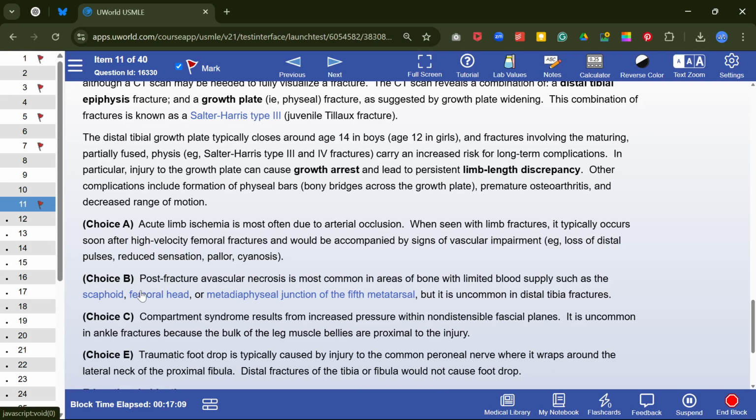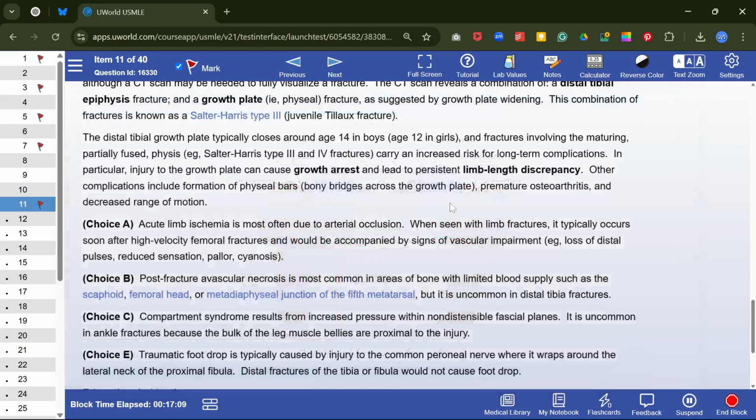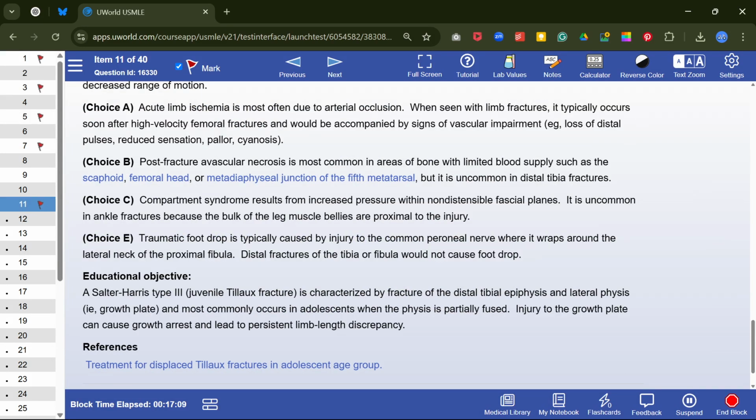Okay, traumatic foot drop is typically caused by injury of the common peroneal nerve, where it wraps around the lateral neck of the proximal fibula. Distal fractures of the tibia or fibula would not cause foot drop. Okay.